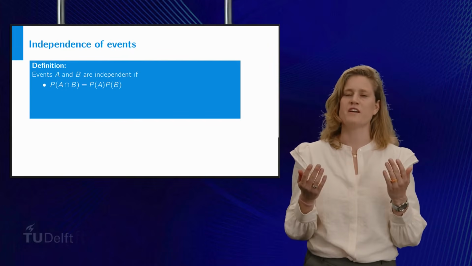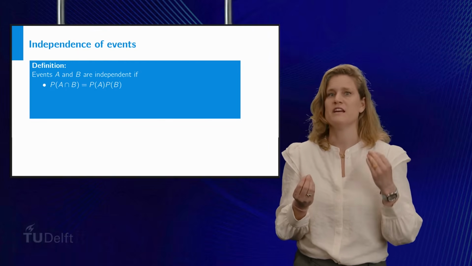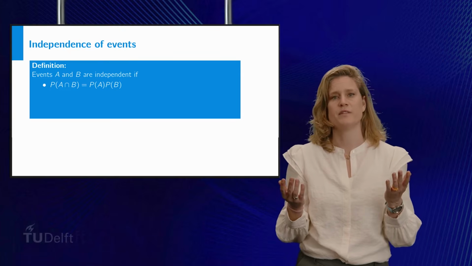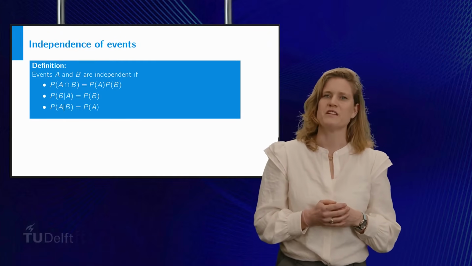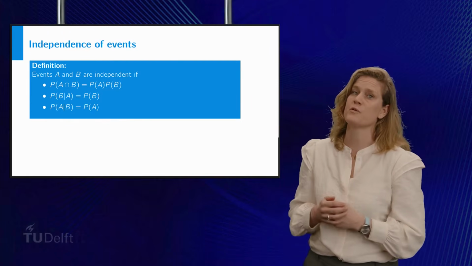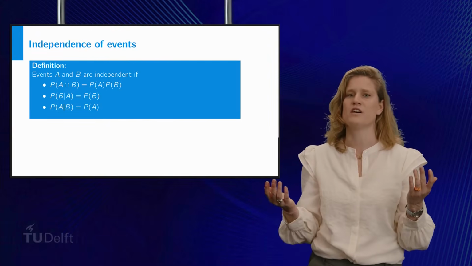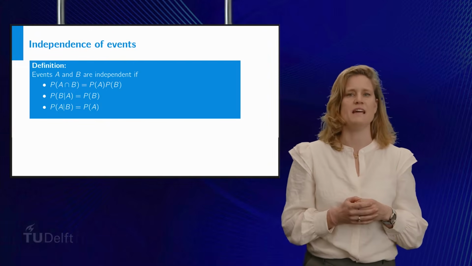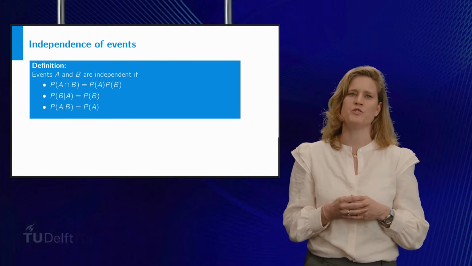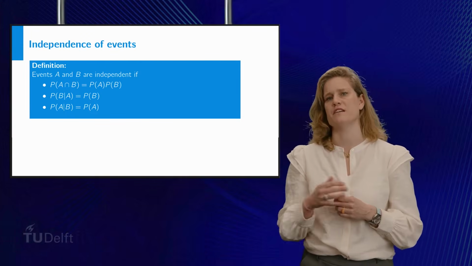We say that two events are independent if the probability that they occur both is equal to the product of the probabilities that they occur separately. We could also express this using conditional probabilities. Either all three of these properties hold and then the two events A and B are independent, or none of them hold and then A and B are dependent. In this video, I want to talk about independence of random variables instead of events.